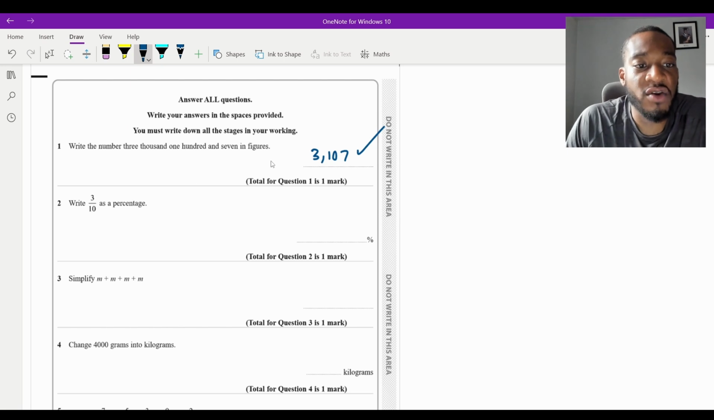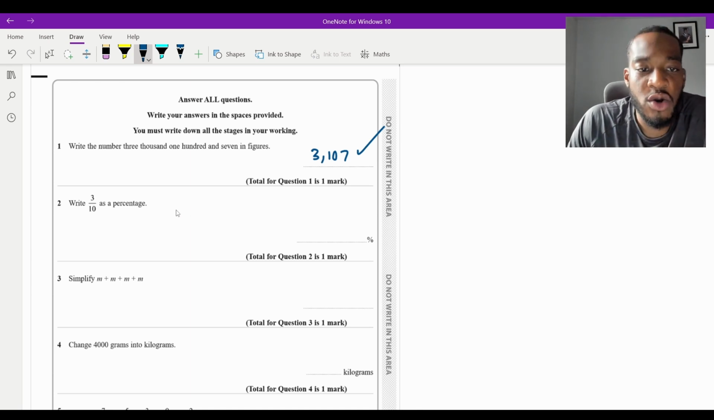Question two says we need to write 3 over 10 as a percentage. Now remember, you do have a calculator, so to go from fractions to percentages, you just times by 100. Or what you can do is say I've got 3 over 10, and if I want it as a percentage, I need this to be out of 100. So you can just times this by 10, and that will give you 30 on the top. So it's going to be 30%.